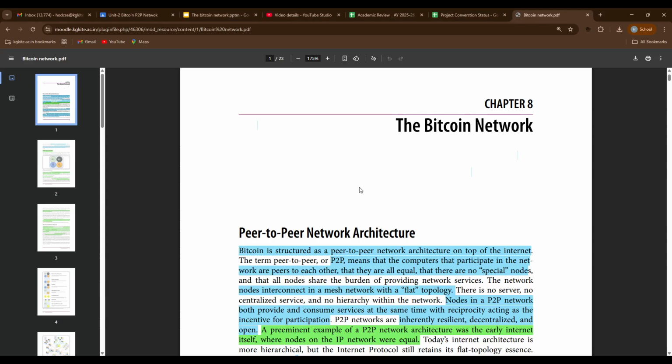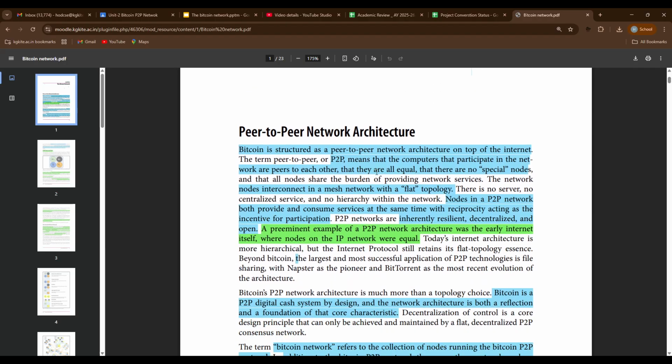So good morning everyone, and in today's class we'll learn about the Bitcoin network. So what is meant by this peer-to-peer network architecture? Bitcoin is actually structured as a peer-to-peer network. Unlike client and server, it's a peer-to-peer network architecture which resides on top of the internet.